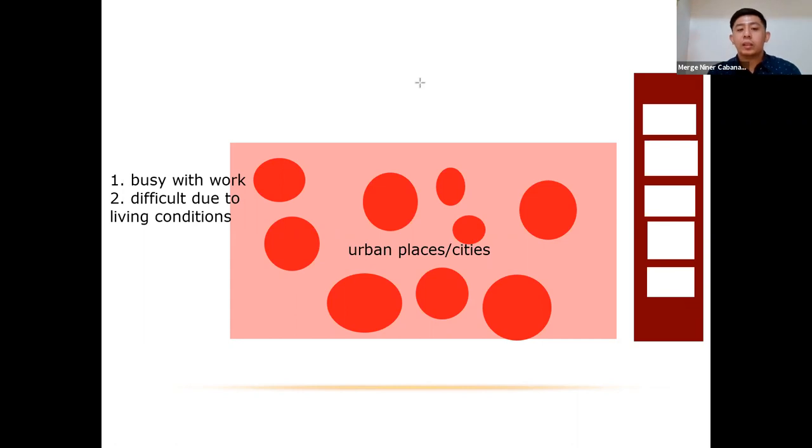Now, what do you think is the solution? All right, let us talk about the solution. Ano kaya ang solution para maging mas magkakakilala, mas maging unified ang ating community sa urban places? Jonalyn Noveno, can you give me one solution?